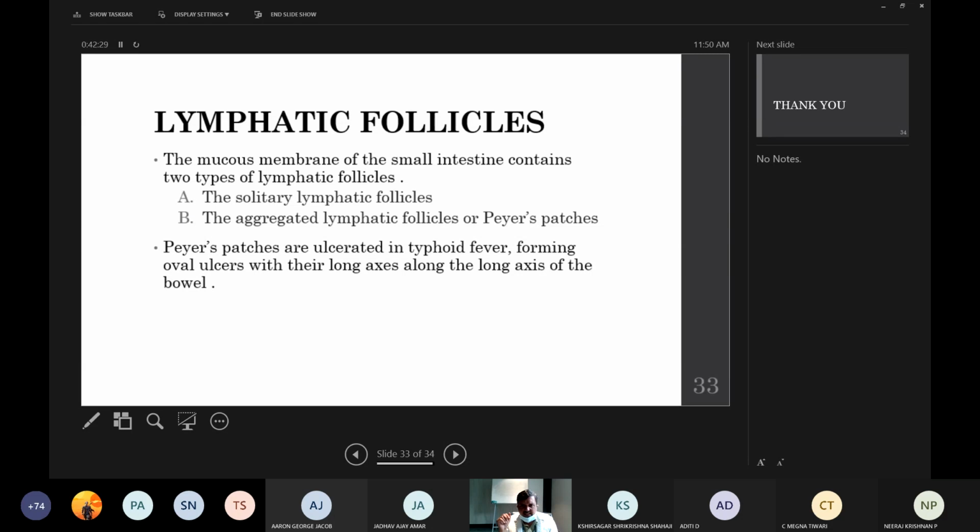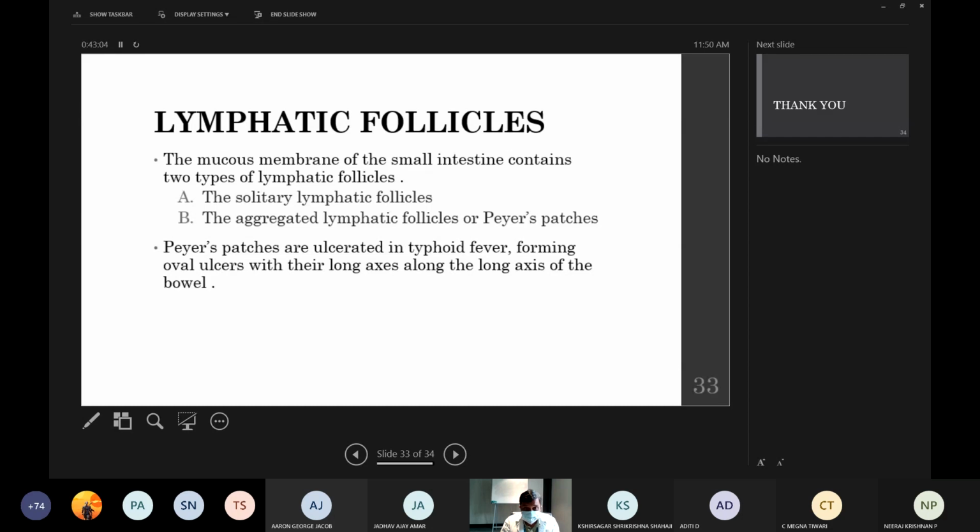Peyer's patches are ulcerated in typhoid fever, forming ulcers with their long axis along the long axis of the bowel. With typhoid, we see ulcers along the long axis of the bowel. Those patches are called the Peyer's patches.